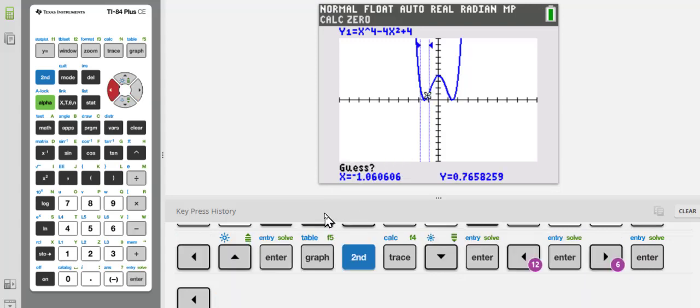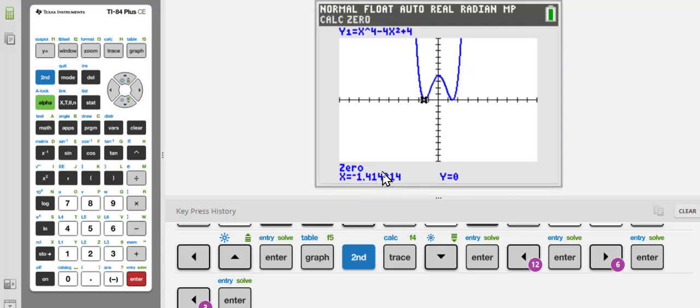And then the guess, get it as close as you can there. Hit enter. And it gives us x equals negative 1.414 and so on. Well, if you throw the square root of 2 in your calculator, you're going to get approximately 1.4. So that is where that's coming from. The same thing would happen if you found the 0.